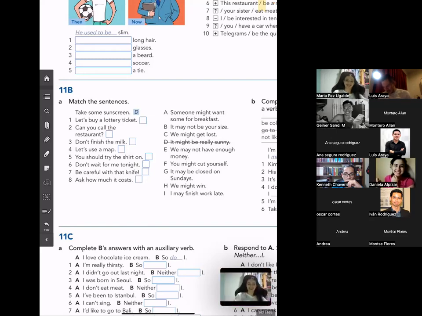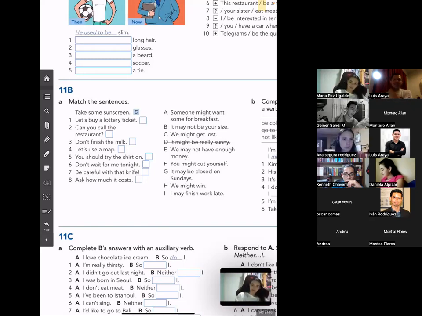Teacher, again, I always change it. I'm sorry. Be careful with the knife. How can I say knife? Yes, the K is not pronounced. Knife. You might cut yourself. You might cut yourself.